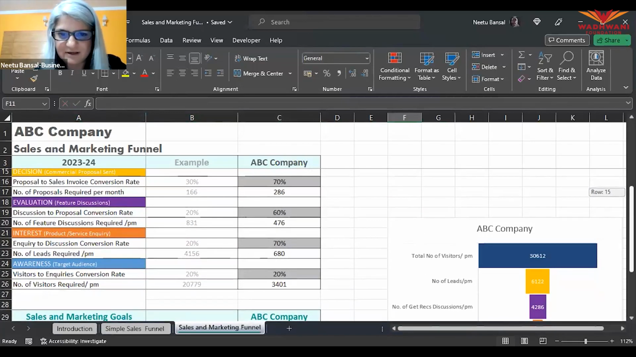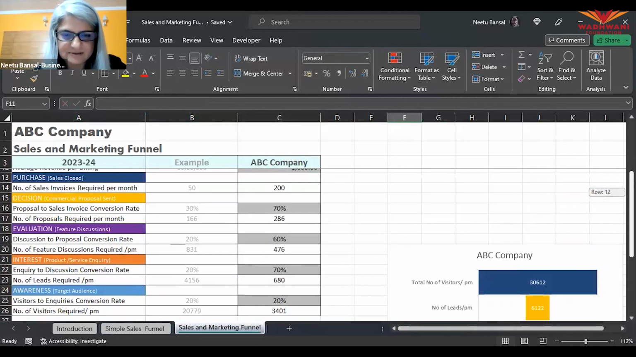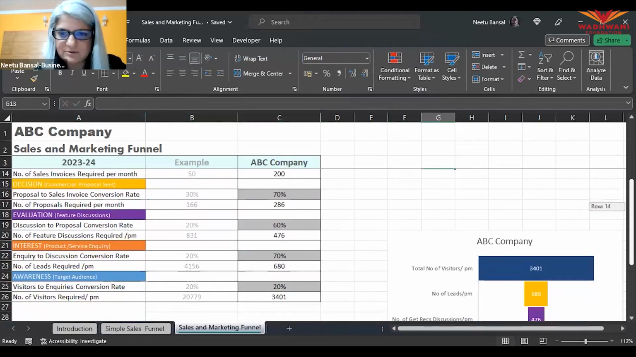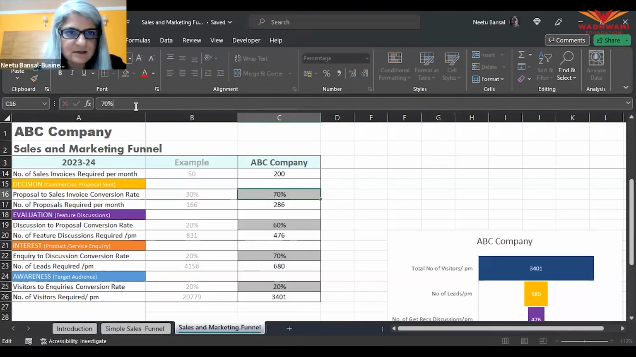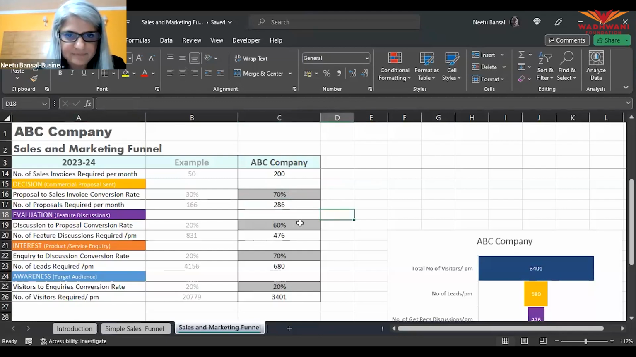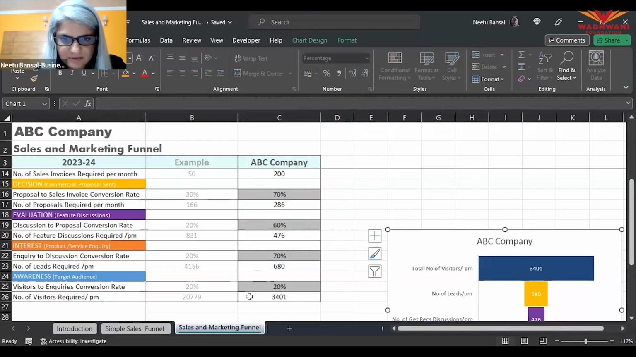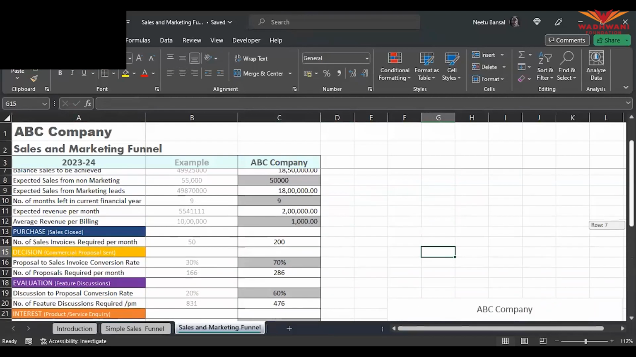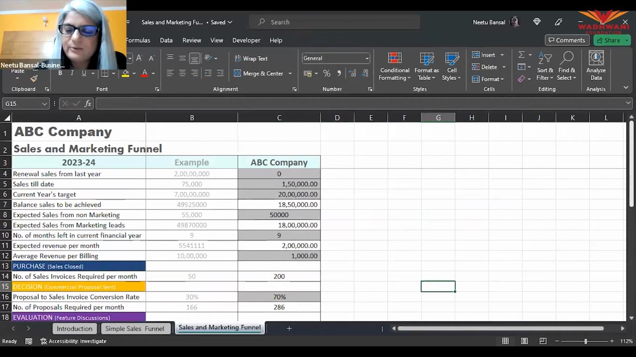So it will take care of the formula by itself, any which way. So let me just make sure that will take care of things, right? So you need to have about 200 invoices, 70%, 60 and 70 and 20. Okay, so it's coming up to about 3,401 people. Thank you for correcting that, Anil. Thank you. Okay, any other questions?